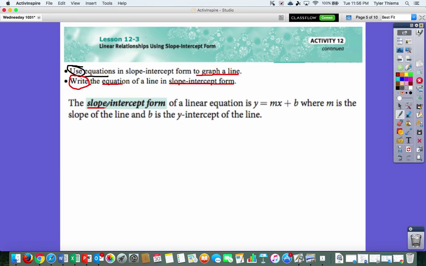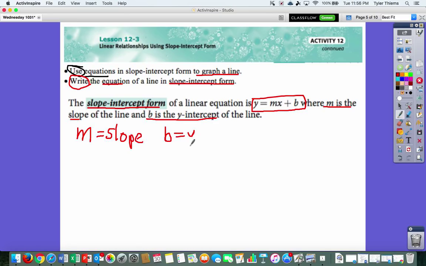So slope intercept form, what you see here, is whenever an equation is written in the form y is equal to mx plus b. M is the slope and b is the y-intercept. So y equals mx plus b. M is the slope, b is the y-intercept. Okay, I'm going to write that down here. I want you to write that on your paper too. M is the slope, and then b is equal to the y-intercept.